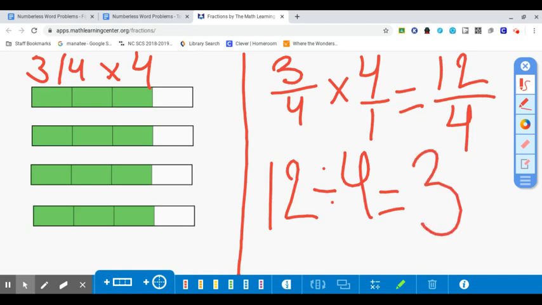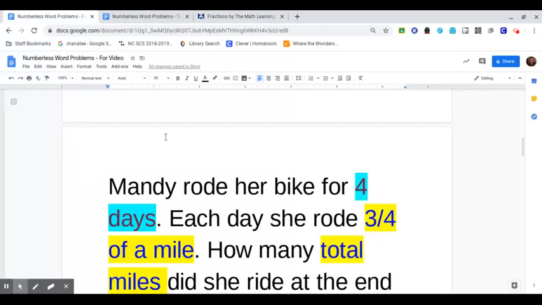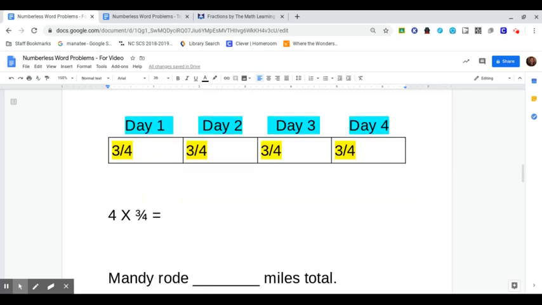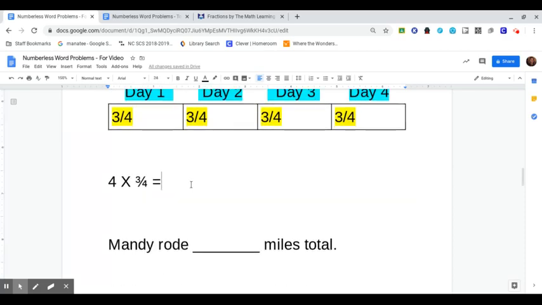So if we go back to the problem, Mandy rode 3 total miles, okay?